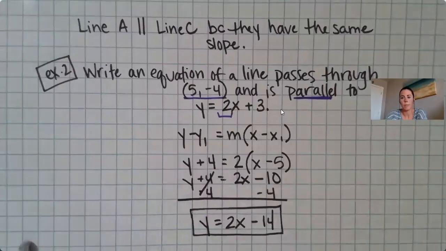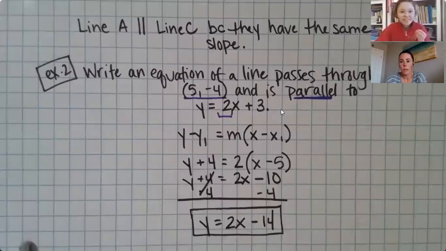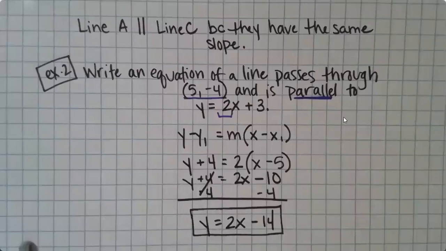All right, April, question. I'm sorry. Could you explain to me how, I guess, (5, negative 4) could you just explain how it relates to y equals 2x plus 3?